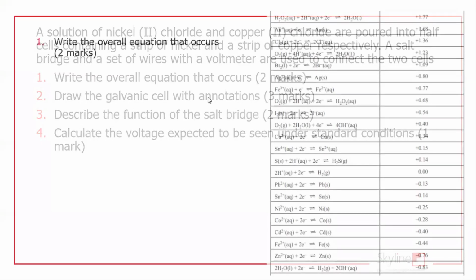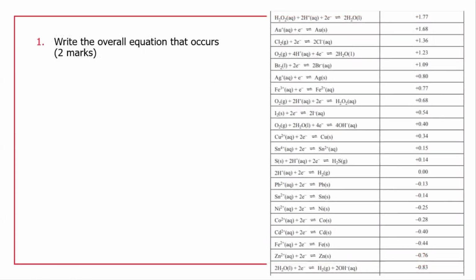All right, okay, so to begin with, write the overall equation that occurs. Now, for a question like this, we want to identify all available reactants first. So what do we have? We have water, and that's a really important one to consider. We have water up the top here, water here, and water all the way down the bottom.